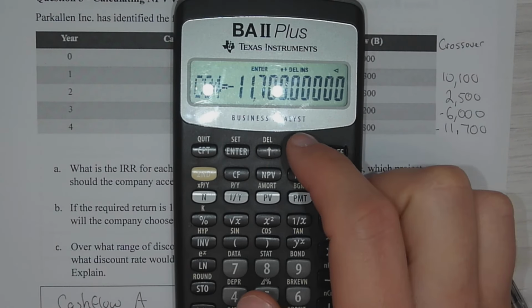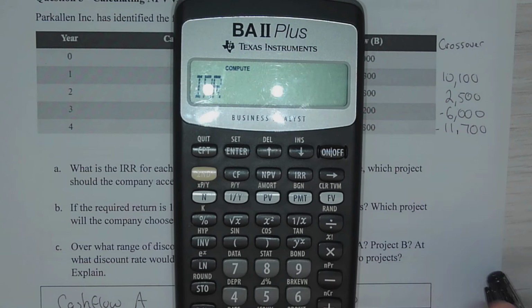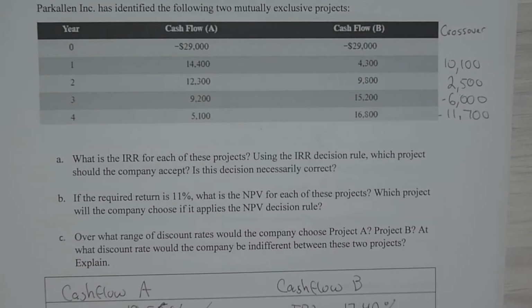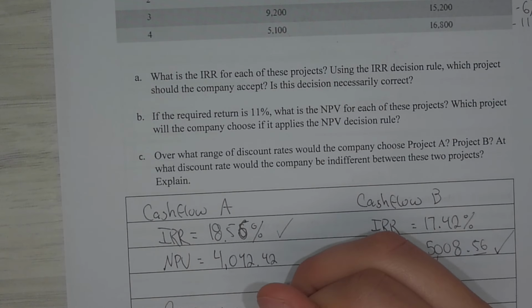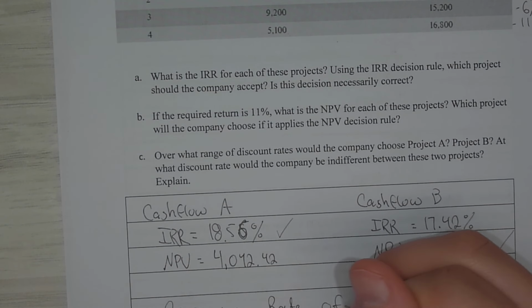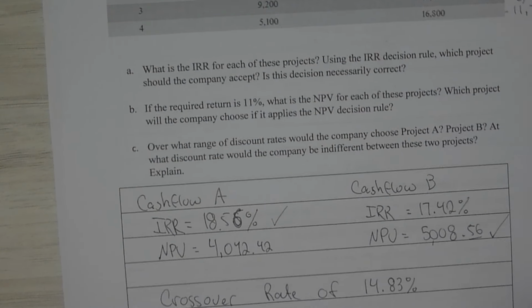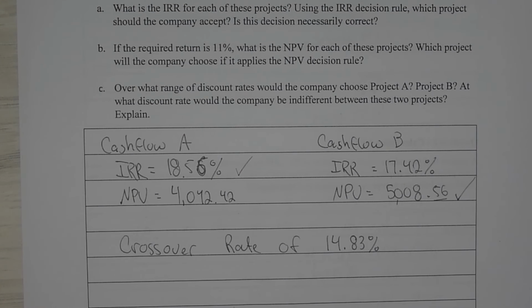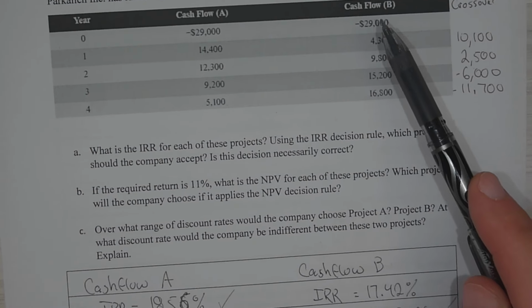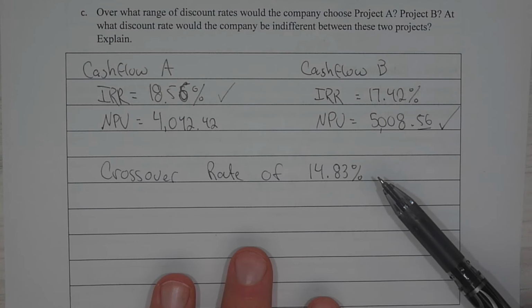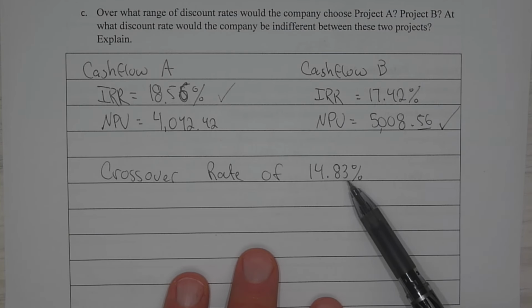And if we go to our IRR and compute, we get a crossover rate of 14.83%. And what that means is that if our required rate of return was 14.83%, we wouldn't care whether we invested in cash flow A or cash flow B. It would make no difference to us because we're getting the same rate anyways.